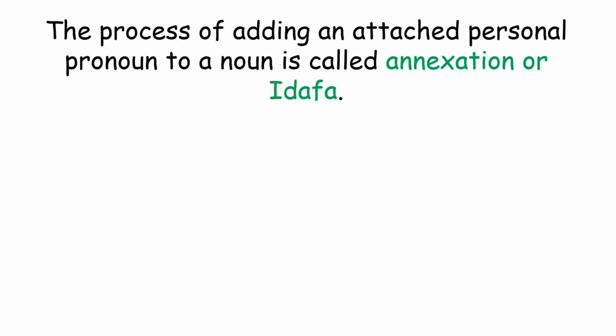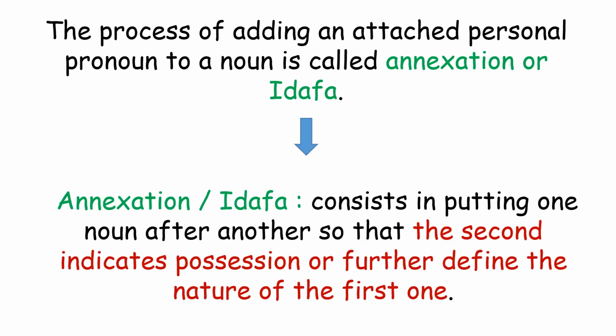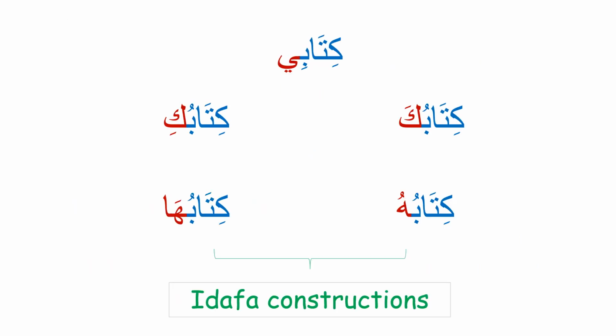And this one is definitely out of the beaten track, so have a good listen please. When we add one of the attached pronouns studied today to a noun, this process has a technical term. We do call it annexation or idafa. And what we have seen today is a glimpse of this process, which consists in putting one noun after another so that the second indicates possession or further define the nature of the first one. That is to say that each one of today's examples is an idafa construction.